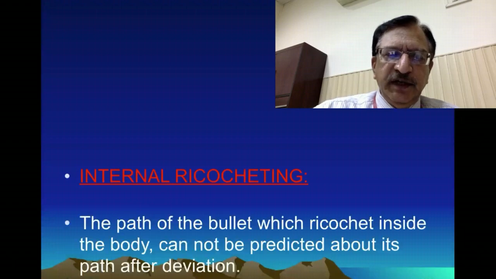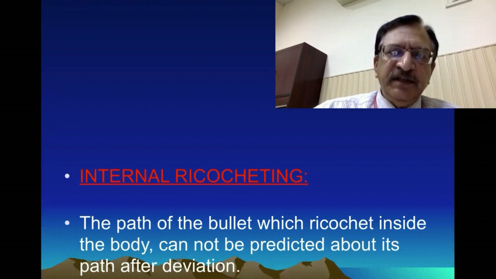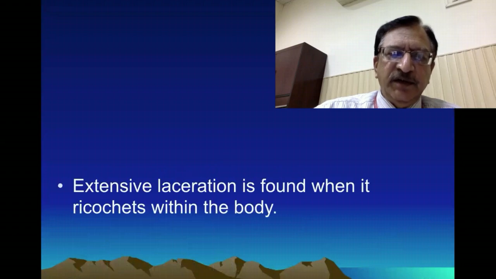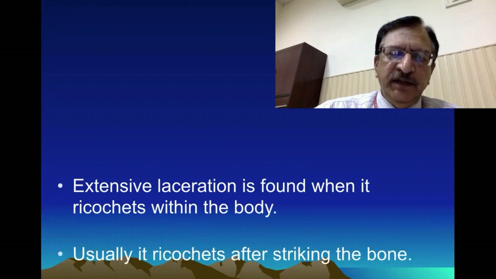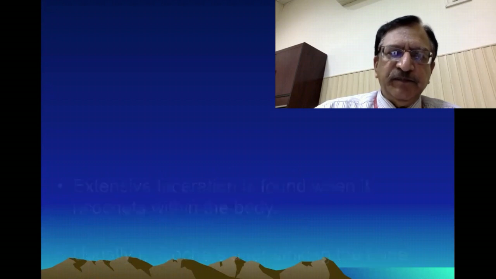Then internal ricocheting is when the bullet enters into the body and strikes a hard object like bone, and deviates its path. That is called internal ricocheting. Extensive laceration will be found by ricocheting within the body. And usually ricocheting occurs when it strikes the bone within the body.